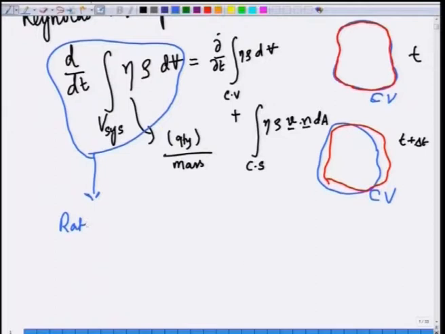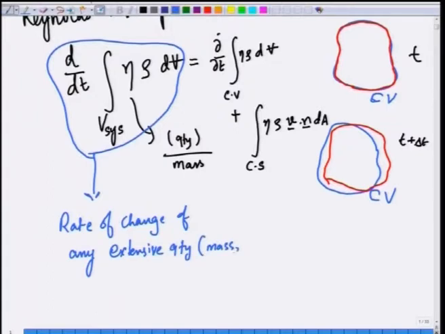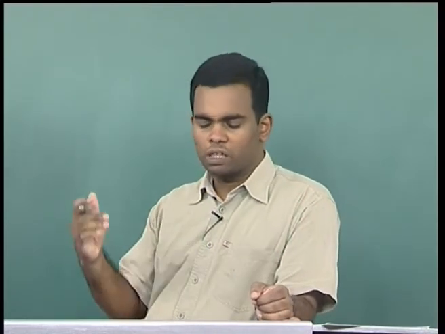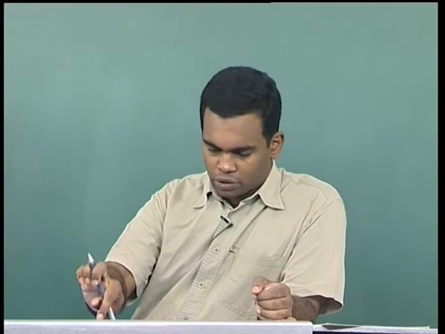Let me just write in words, it is the rate of change of any extensive quantity such as mass, momentum or energy present in the control mass or system at time t. The system and control volume coincide at time t, but at a slightly later time t plus delta t, the control mass would have moved away from the CV, because if you follow fluid particles, all these particles will be moving slightly away. So, that is the idea.